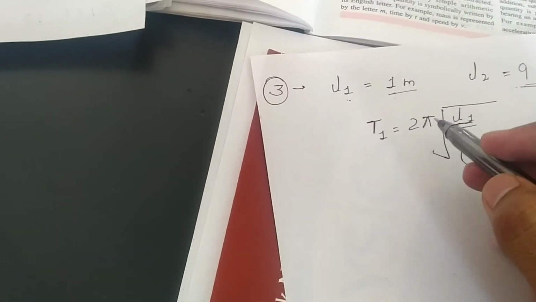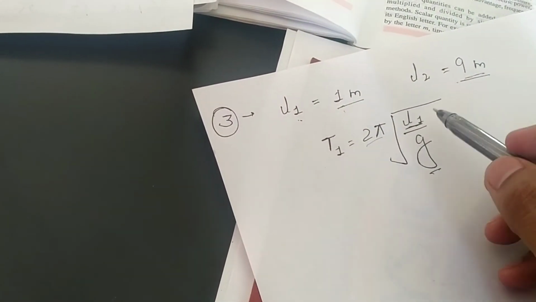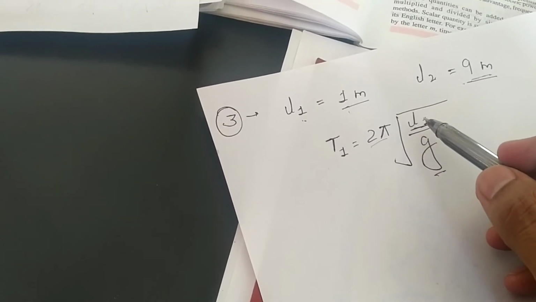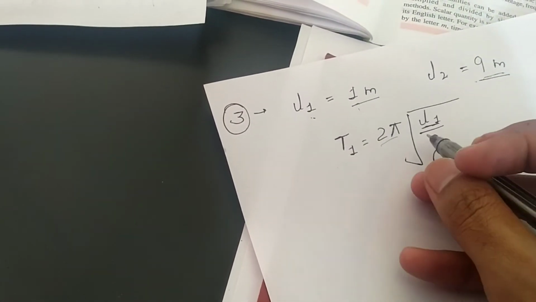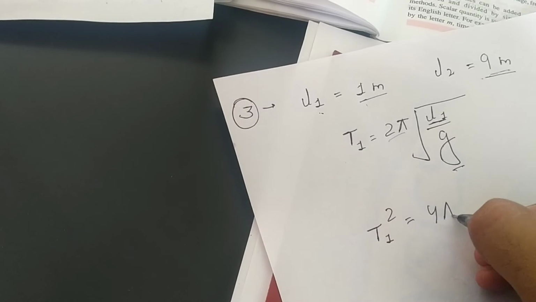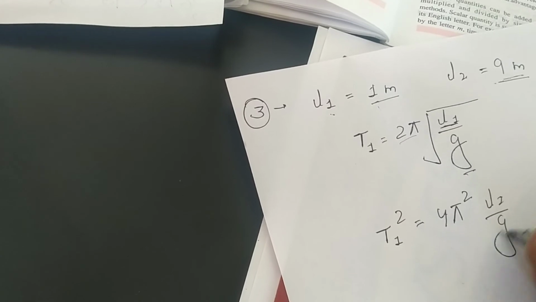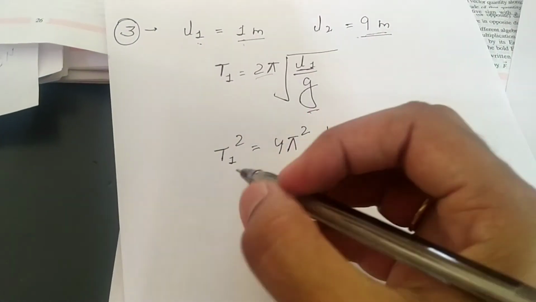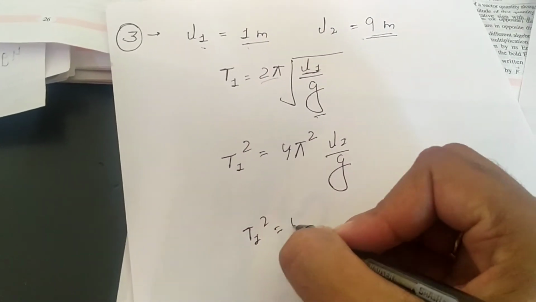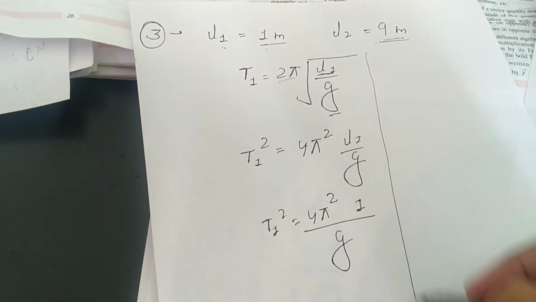The value of g will be the same for both, and 2 pi is a constant. If I want to compare their time periods, I can square both sides. So T1 squared equals 4 pi squared, 2 squared is 4, and then L1 upon g. Instead of L1 I can write 1 meter because L1 is 1 meter. So T1 squared equals 4 pi squared times 1 upon g. Similarly you do it for this.